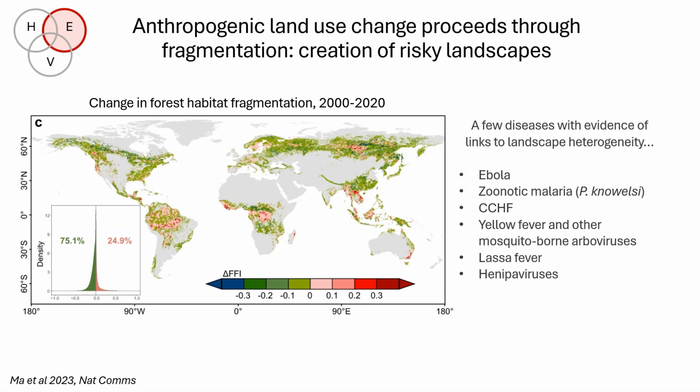As well as this point that land use change worldwide proceeds through habitat fragmentation. This map here shows changes in patterns of fragmentation over the last 20 years or so, showing how, in many areas where we're concerned about zoonotic risks, fragmentation has been increasing. So these landscapes are expanding in the Anthropocene, and that may have implications for exposure to these pathogens.